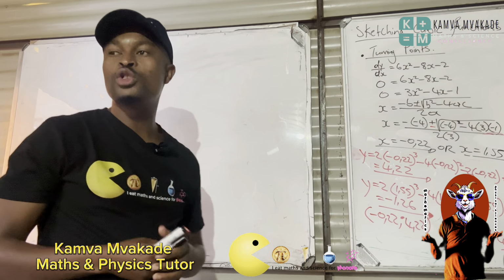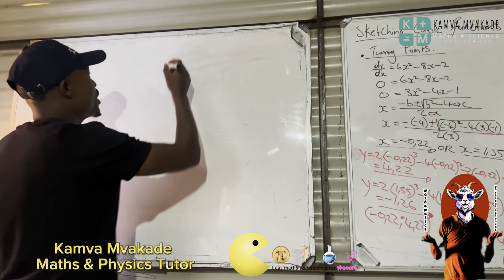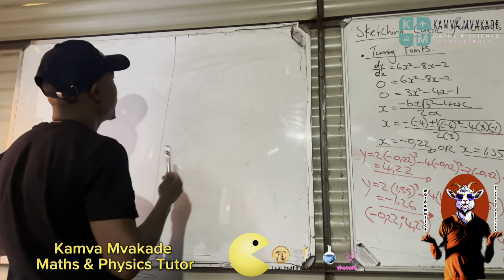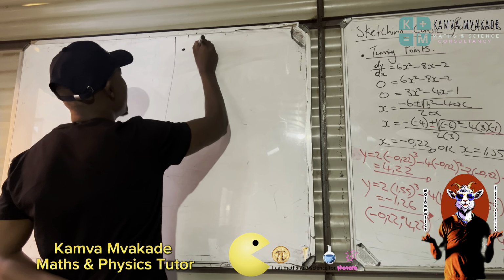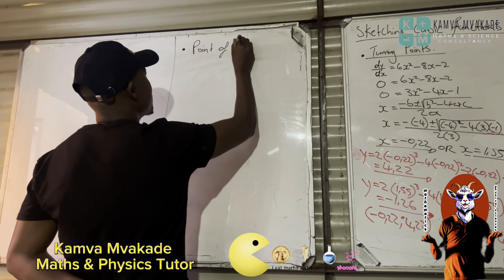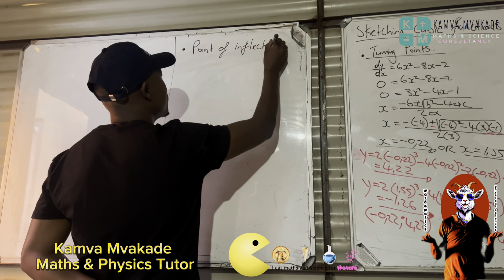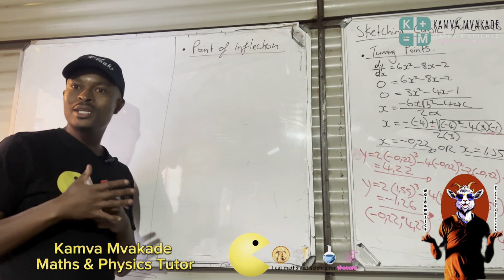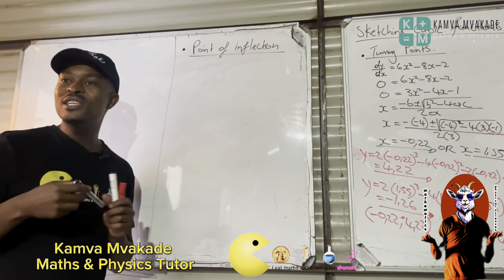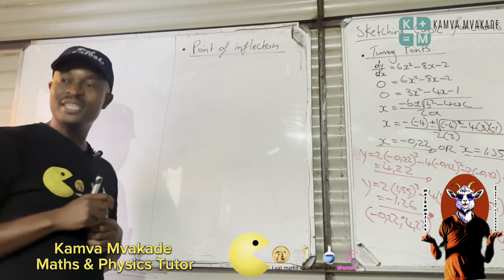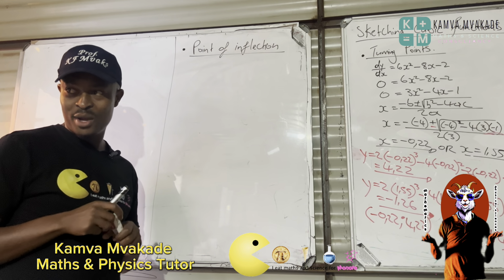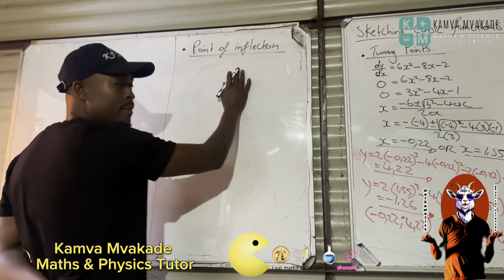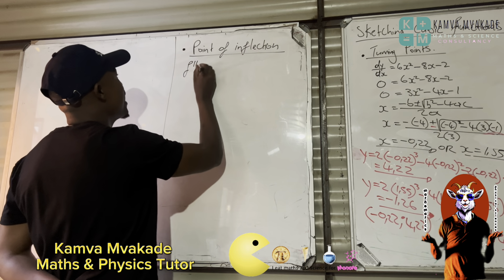Okay, good people, let's continue. So let's do point number 4. Point number 4 is the point of inflection. Now, the point of inflection is the one that we are going to use to determine whether our graph is concave up or concave down. So our point of inflection is f prime prime of x.